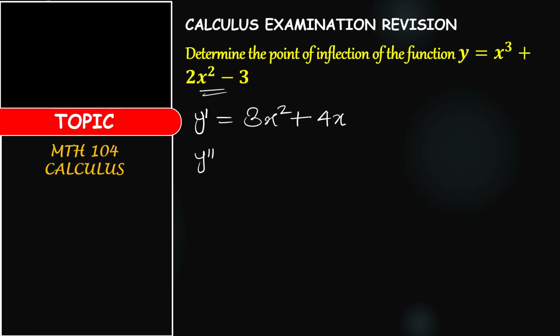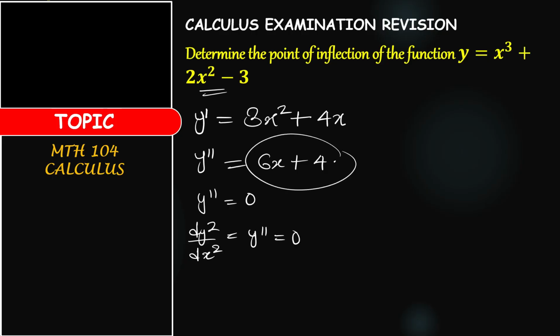Now how about y prime prime? This you should differentiate again. So here will be 6x plus 4. Alright. Now at the end of the day, what do you think we are now going to have? To get the point of inflection, the d²y/dx², which I also represented with y prime prime, is equals to 0. So this whole thing here will be equals to 0. So 6x plus 4 will be equals to 0, and then 6x will be equals to minus 4.